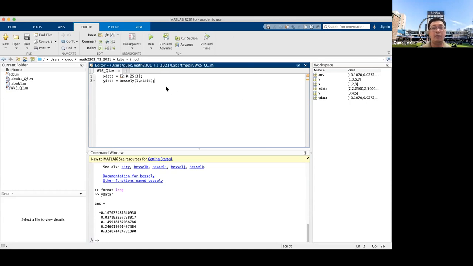So now I construct the divided difference table.